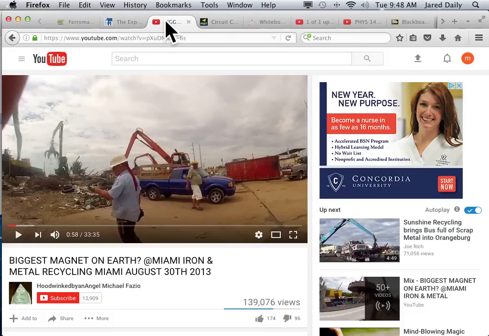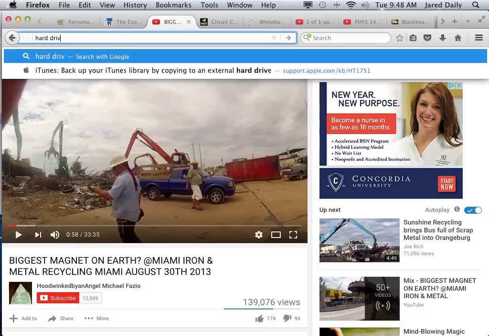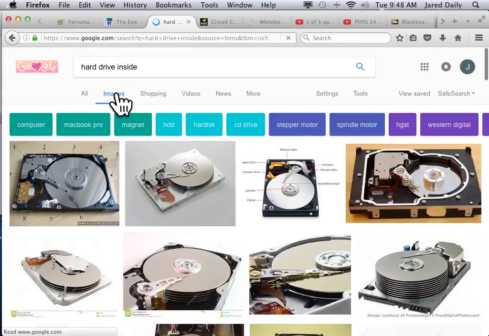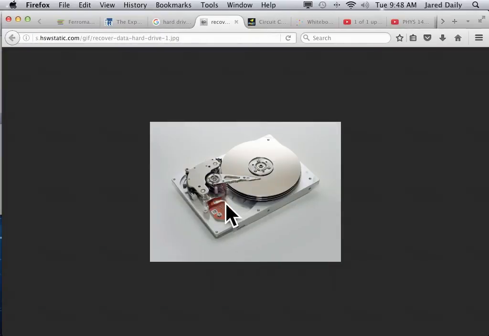In fact, we should take a look at what that looks like really quick, because it's kind of interesting. Hard drive inside. So if you break open one of these hard drives, what you've got is, first of all, the magnetic disks, which are these metal disks here in the middle, and then each one of these arms, which goes on top of the disk, and there's one in between each one of the disks, and then there's one on the bottom.